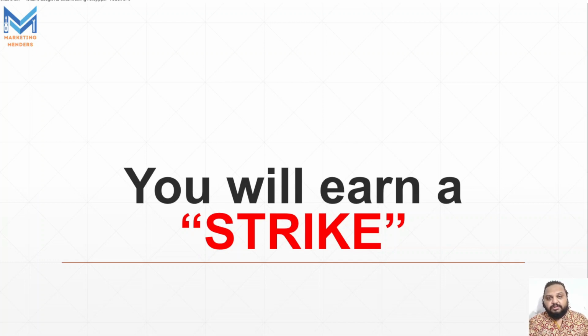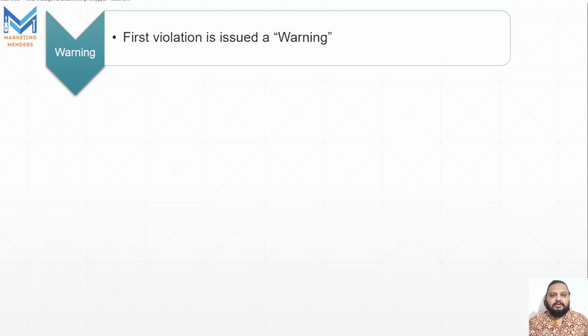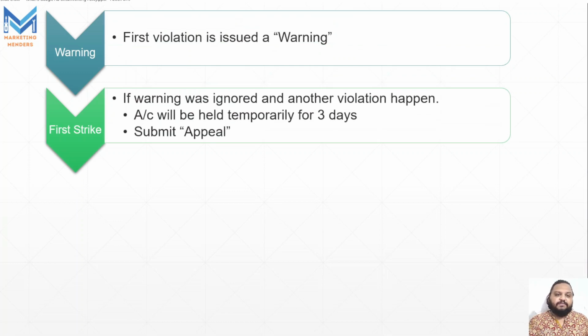So how does the process of strikes look? Number one, when you have violated something on Google Ads, you will get a warning, and that first violation will be considered a warning: don't do this, you are violating our policies, you should not be doing it. Now, after this, let's say you violate another policy, then you will get the first strike. If you have ignored the warning and another violation happens, your account will be held temporarily for 3 days. For 3 days, you won't be able to run your campaign. Your ad will not be shown to users, but it's a temporary hold.